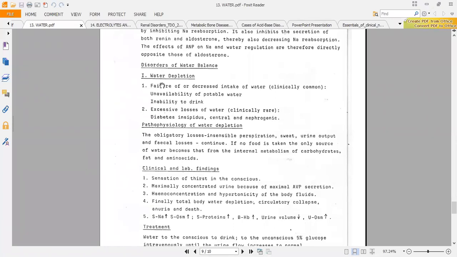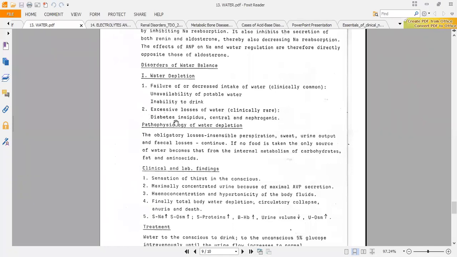So usually, if someone fails to take in a lot of water or decreases water intake, okay, we will see this mainly on the ward. Okay, when people are admitted or people are unconscious, people are in coma, they can't drink a lot of water. They can't drink water, so they go into this water depletion state. So that's one way. So inability to drink or unavailability of potable water.